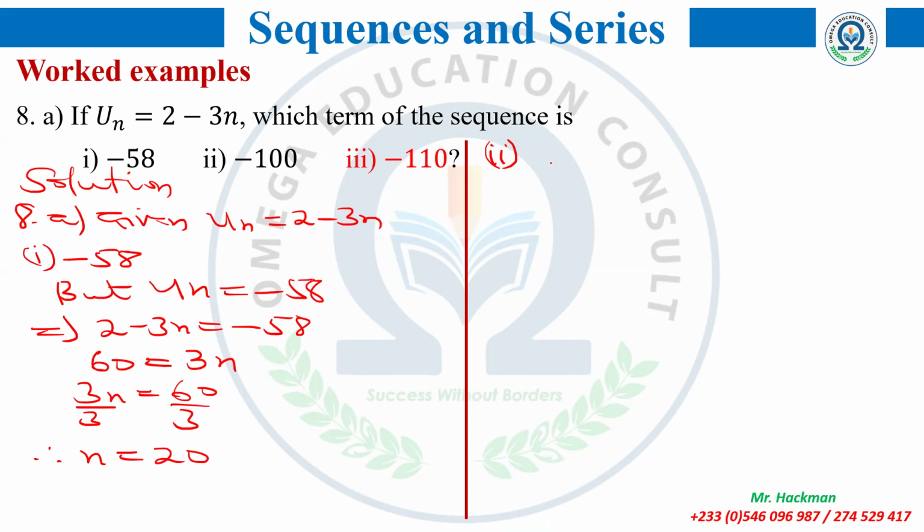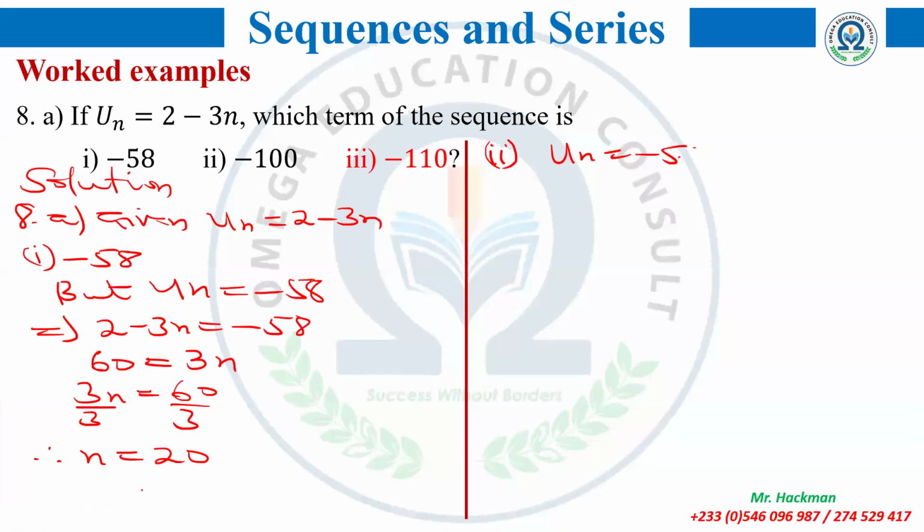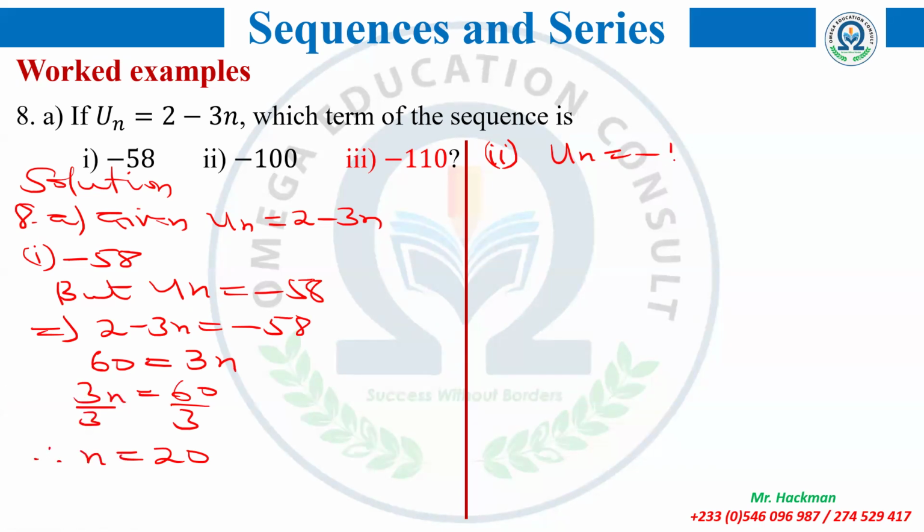So in this case, I know which term of the sequence this is. Whatever term that I'm given, I have to take it as my u sub n. So I have been given u sub n is equal to what? Minus 58. Oh, sorry, 100. I'm looking at II. Forgive me. So minus 100. And when you do that, you are in a comfortable lead. So minus 100. But the same u sub n is equal to this.